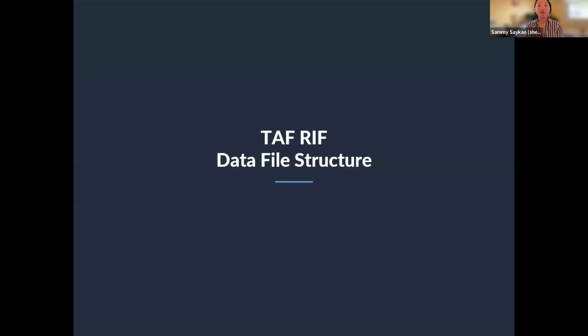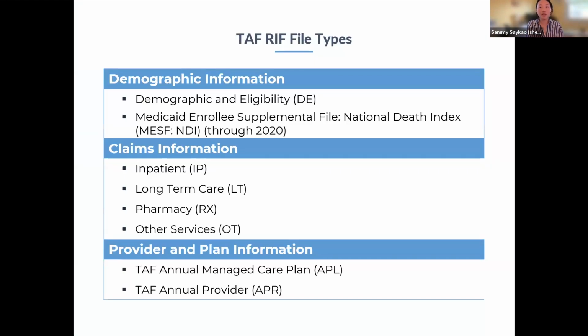Now we're going to go over the TAF RIF data file structure. This will look familiar, but this is specific to the TAF RIF file types. Again, we have 8 file segments, but we don't have the third-party liability file. That's because that information is captured in TAF Demographic and Eligibility, or TAF DE. We also have the introduction of the Medicaid and Enrollee Supplemental File National Death Index, or MESF NDI. This contains death dates verified by the National Death Index.